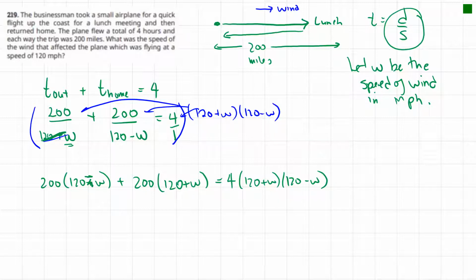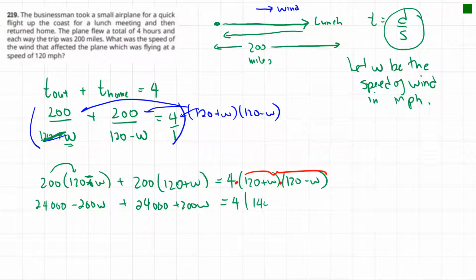So let's get rid of some of these brackets. We're going to multiply the 200 in, so that's 24,000 minus 200W plus 24,000 plus 200W. And here you've got two multiplications, one here and one here. I'm going to multiply these two together first. Hopefully you see that that is the difference of squares. So 120 times 120 is 14,400 minus W squared.